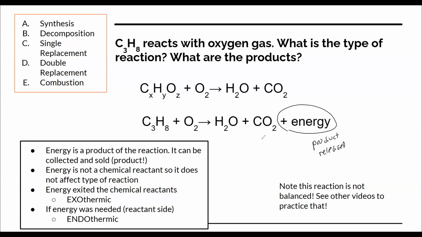Now, this does not change how my formula looks. Some people get confused with synthesis and decomp reactions. If you see energy there, that does not count as a chemical product. So that does not mess up your cheat codes of a synthesis has 1 product and a decomp has 1 reactant. So it can be 1 reactant plus energy. It can be one product plus energy or not, but it is still classified that same way.